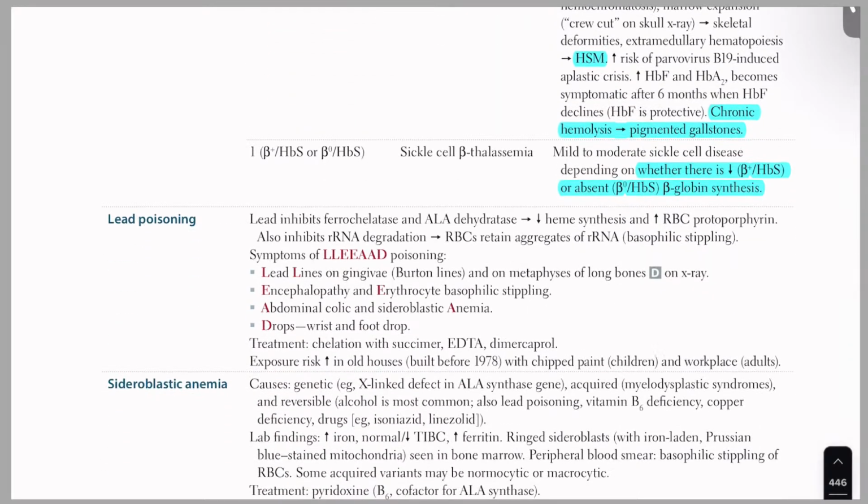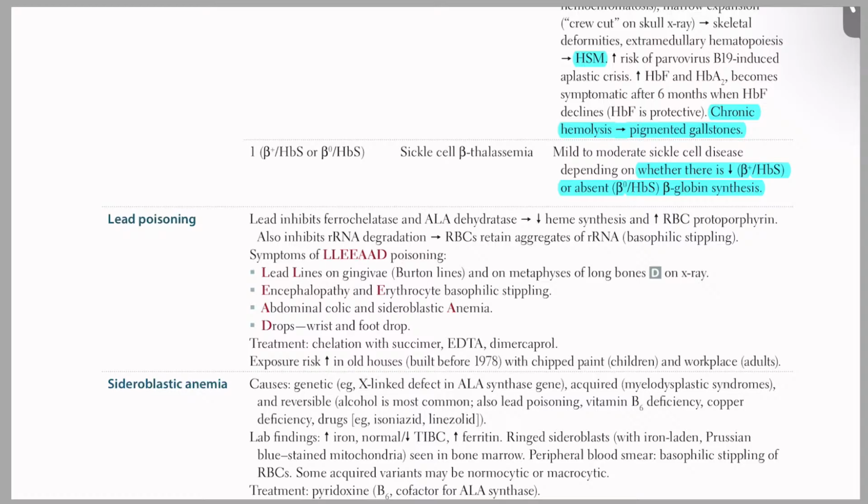Okay, lead poisoning. Lead inhibits ferrochelatase and ALA dehydratase, leads to decreased heme synthesis, increased RBC protoporphyrin. Also inhibits rRNA degradation, leads to RBCs retaining aggregates of rRNA, basophilic stippling.